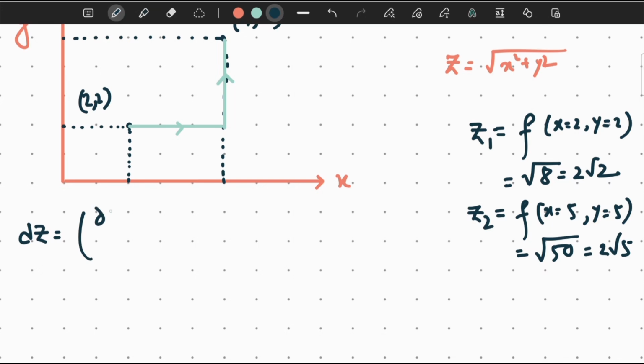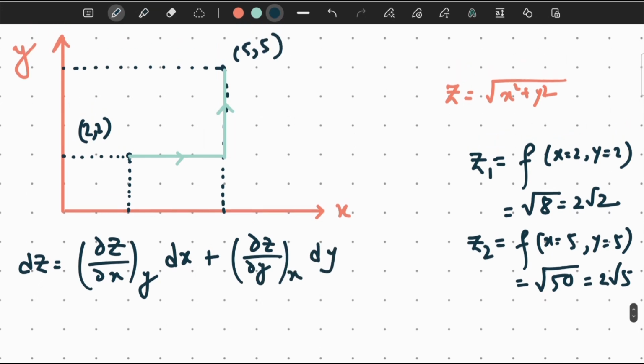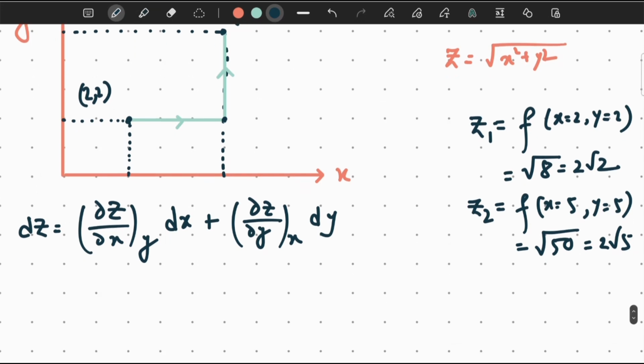Here we know dz is (del z/del x) at constant y into dx. You can see in this path, up to this point, x is varying, y is constant, so this is into dx, and this signifies this part. These are added up for this path. So this is the definition.